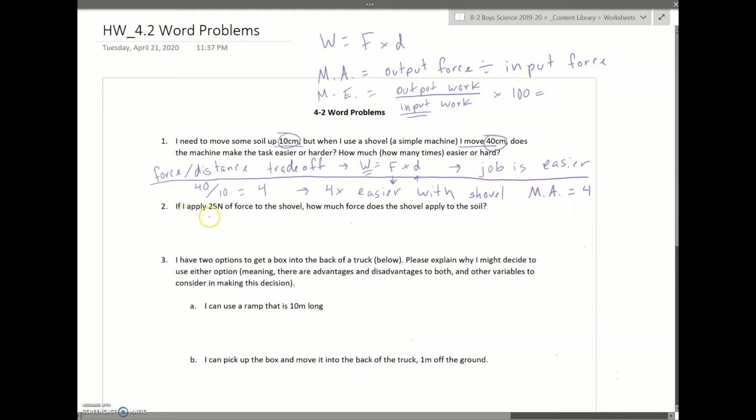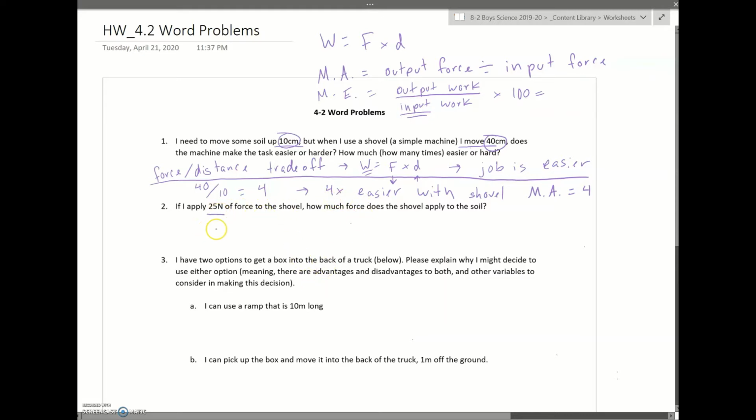Number 2. If I apply 25 newtons of force to the shovel, how much force does the shovel apply to the soil? So we're looking back at this work equals force times distance equation. We know that however much we've increased the distance means that the force is that many times less for our input. So if we input 25 newtons of force, the machine is going to make that job 4 times easier.